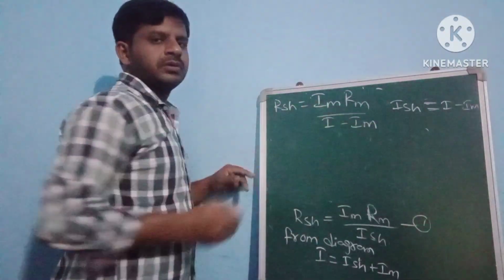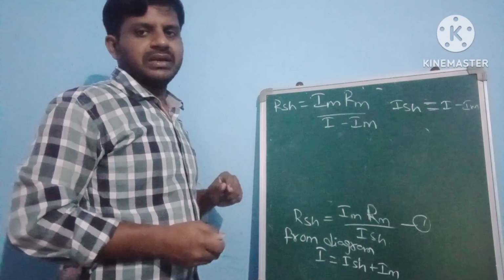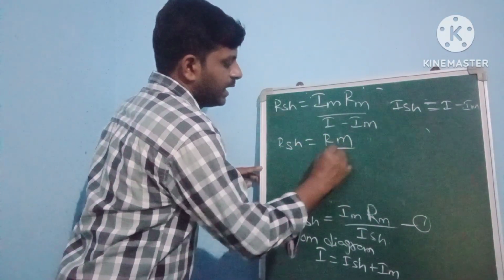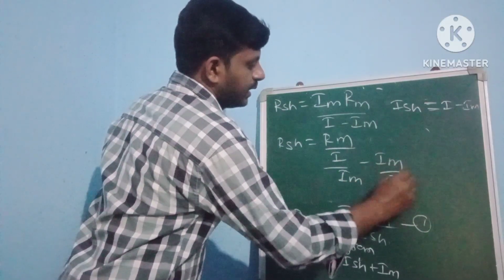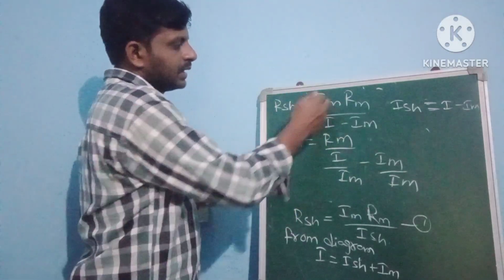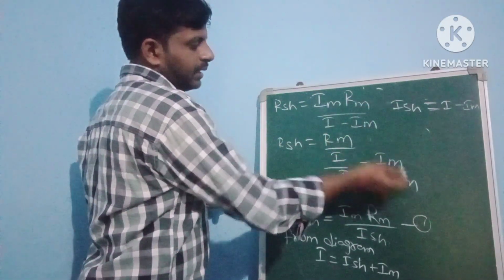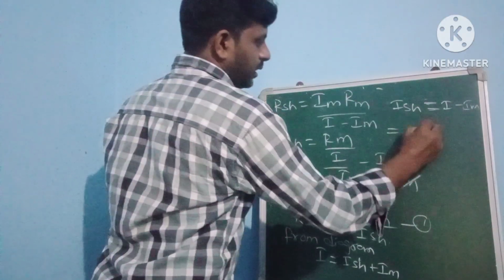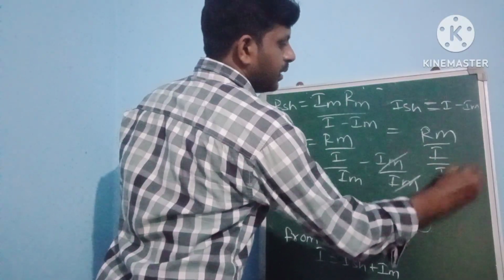Okay, so if you want to simplify this equation, we can finally get the shunt resistance value. Rsh is equal to Rm by (I by Im minus Im by Im). We can simply represent it like this: this Rm here, and this Im can be put downwards, minus Im by Im. So Im gets cancelled. Finally we get Rm by (I by Im minus 1).